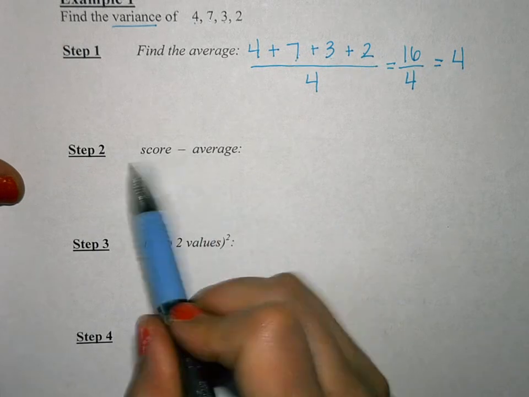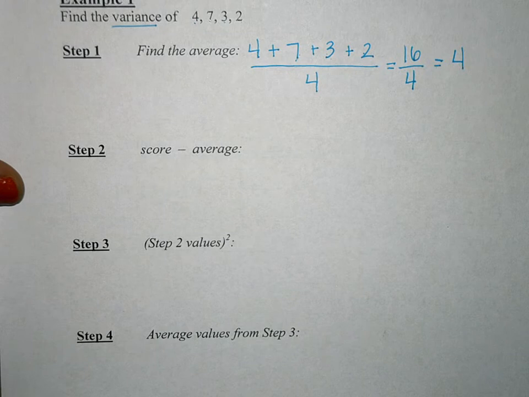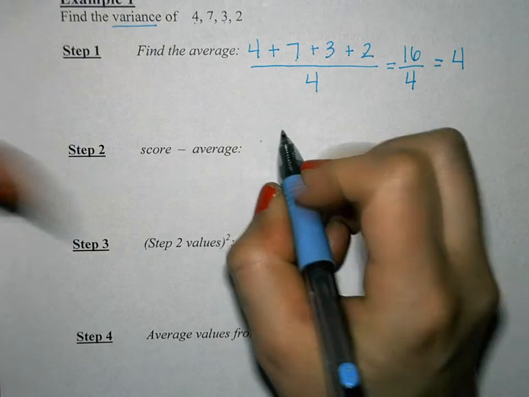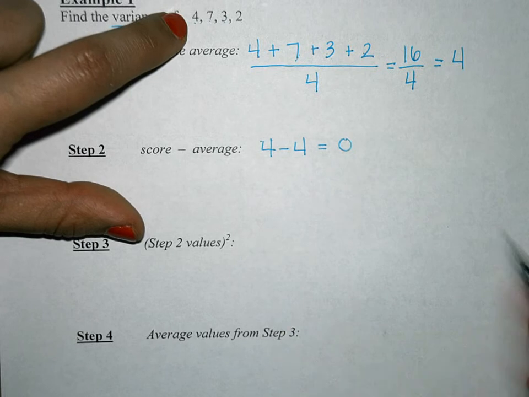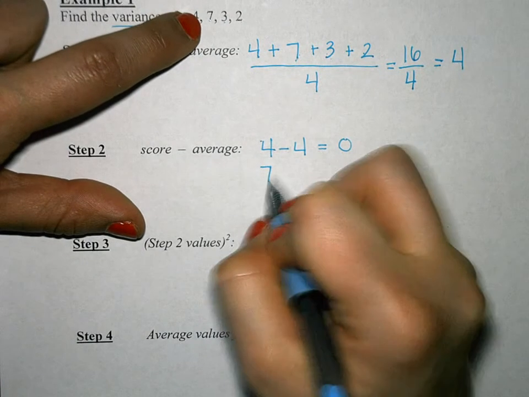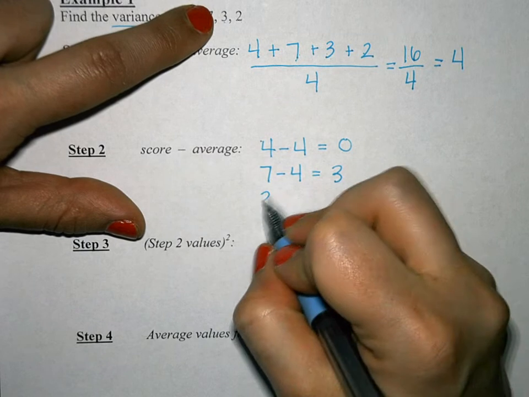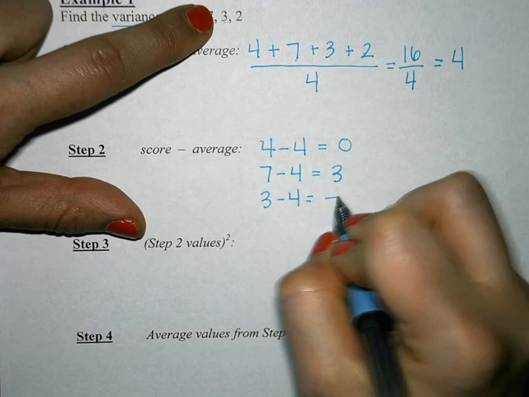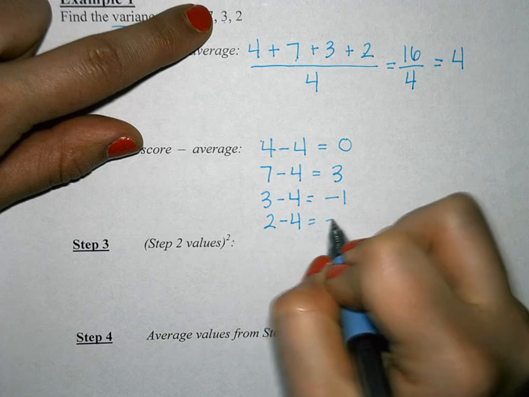Step 2, we are going to take each score or each piece of data and subtract it from the average. So my first one is going to be 4. So let's do 4 minus 4, which equals 0. Then we have 7 minus 4, which equals 3. Then 3 minus 4, which is negative 1. And 2 minus 4, which is negative 2.